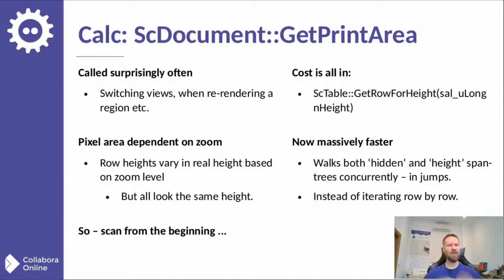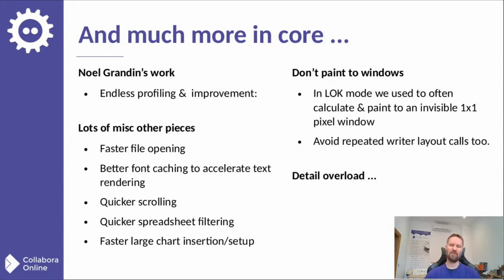So we have span trees for hidden heights and also for different sizes. So we try and store our row and column heights as well as we can. But of course we were only iterating one of these, and now we iterate all of the attributes that we need in spans, and so we can do it incredibly quickly. We can see row heights very, very fast, which is great. And lots more in core.